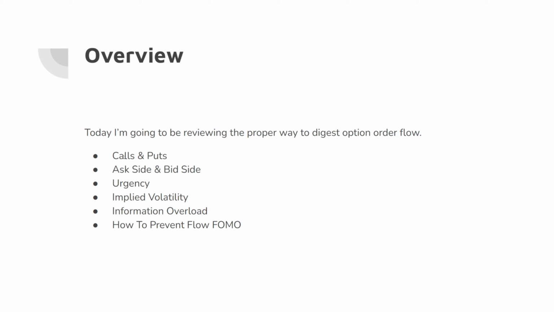So we're going to go over these calls and puts, the difference between ask and bid, the urgency behind, and how to identify that using implied volatility. We're also going to talk about information overload and how to actually utilize the services you're paying for. And then hopefully that will teach you how to prevent flow FOMO.